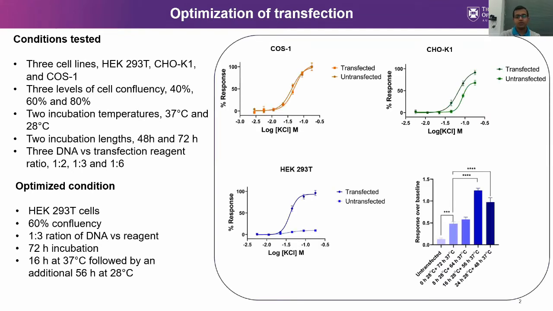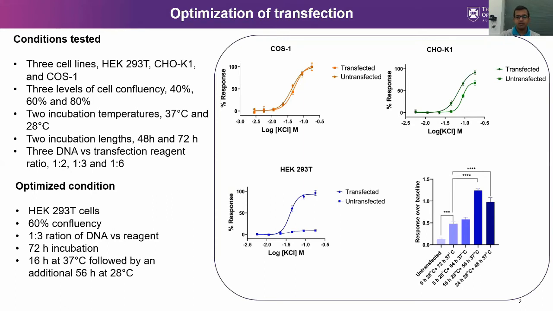These concentration response curves show how the response from transfected cells was different for HEK293T cells compared to CHO-K1 and COS-1 cells. For CHO-K1 and COS-1 cells, there was no significant difference between the calcium channel response from transfected and untransfected cells. However, responses from HEK293T cells were much higher for transfected cells compared to untransfected cells.